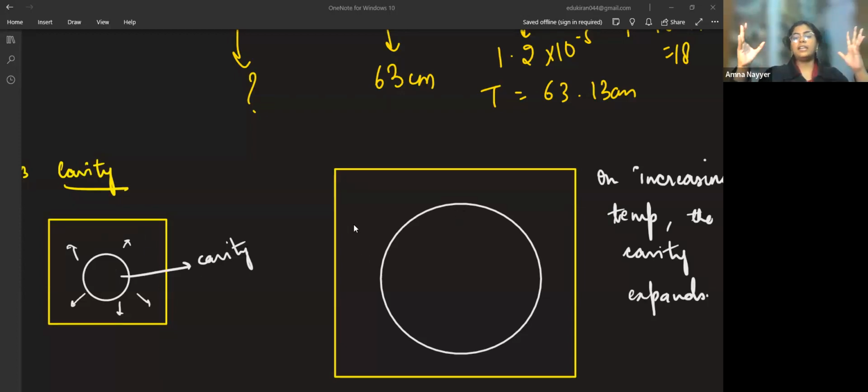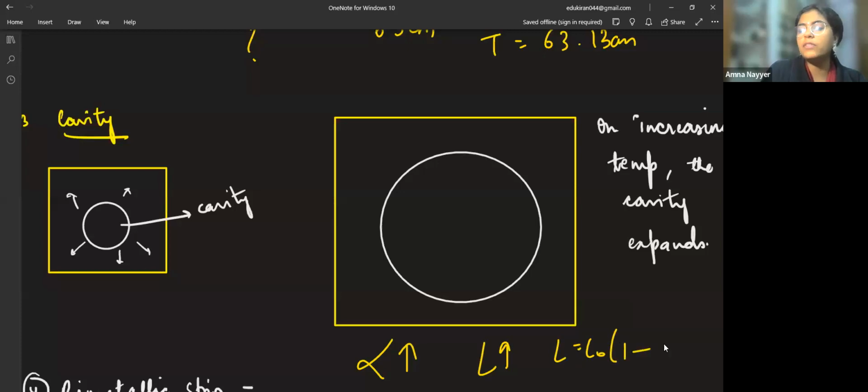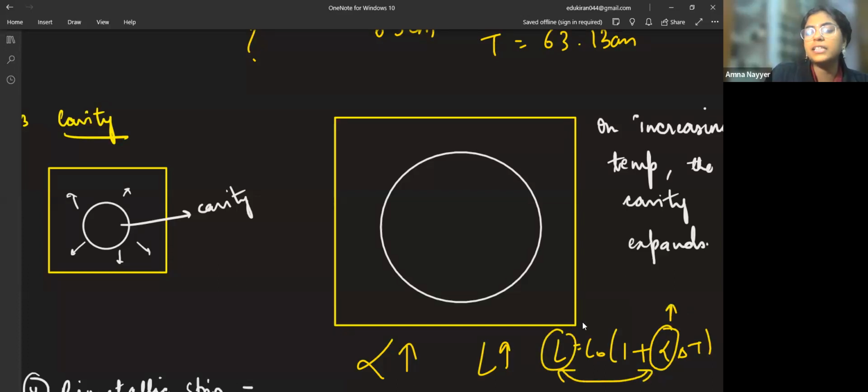So the entire cavity expands. Now, what will you use when you have the formula? Remember, whichever quantity has the higher coefficient of thermal expansion, that is, the higher value of alpha, its expansion of length will be more. Do you know the reason? The reason is that L is equal to L naught (1 plus alpha delta T) is the formula. Both alpha and length are directly proportional to each other, so if alpha increases, length will also increase. This is also one application.